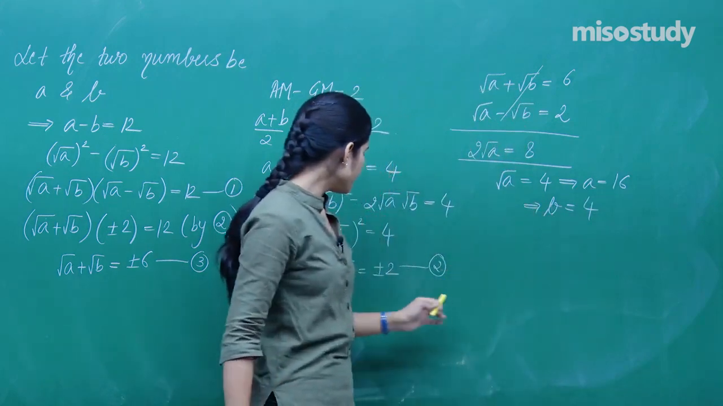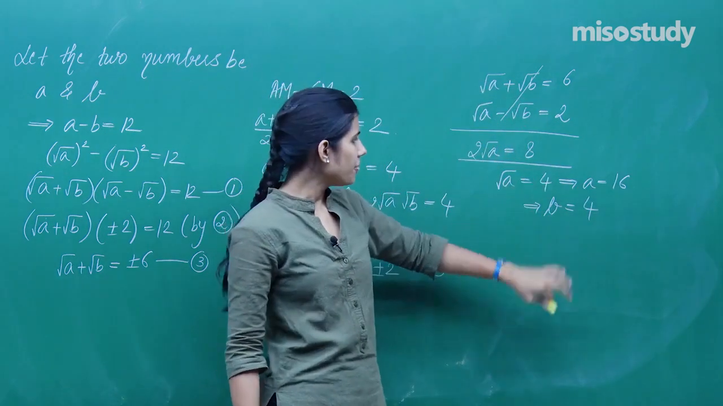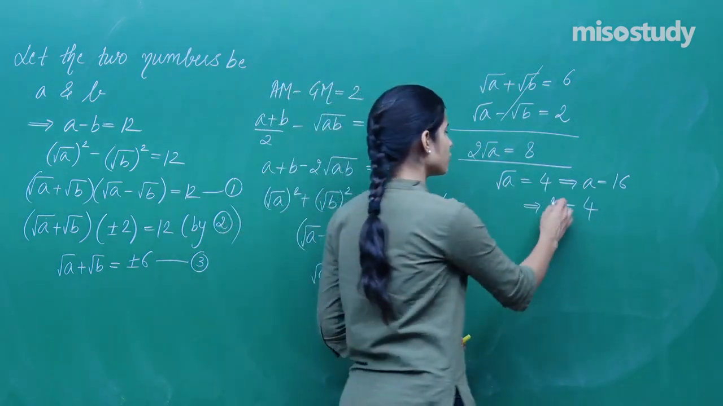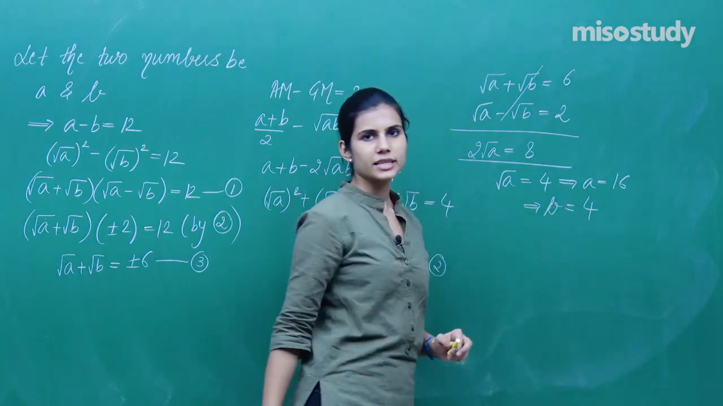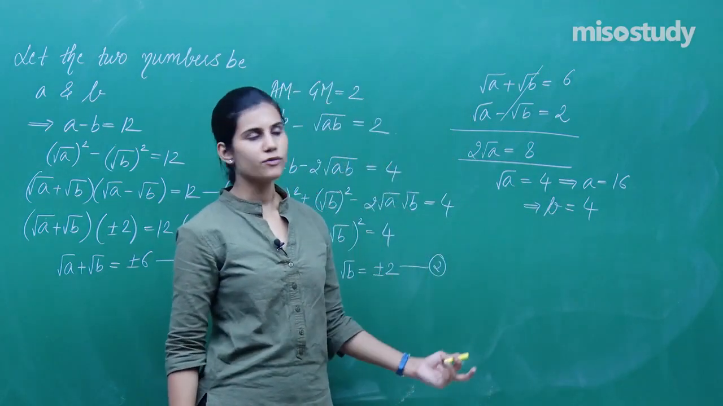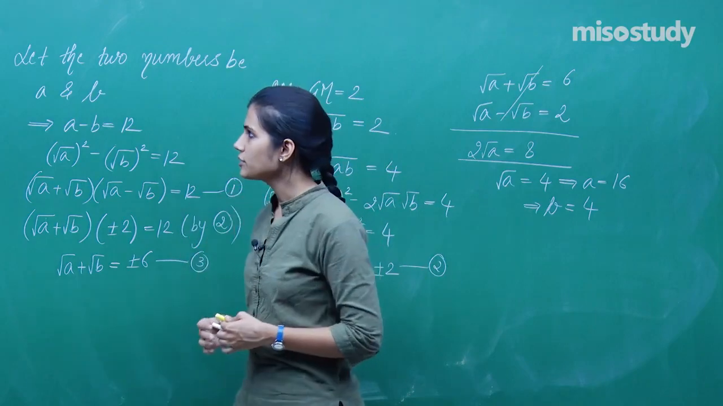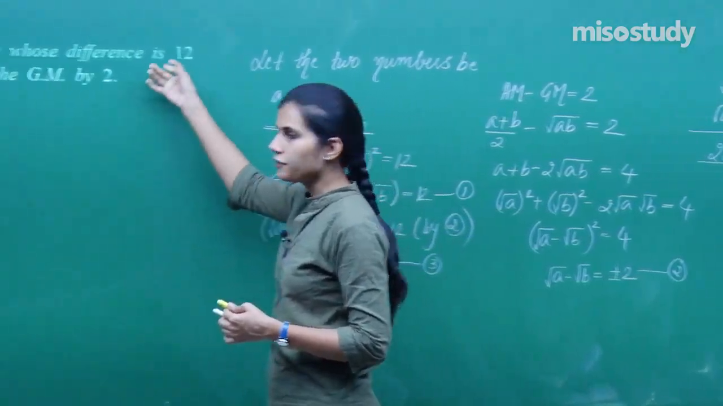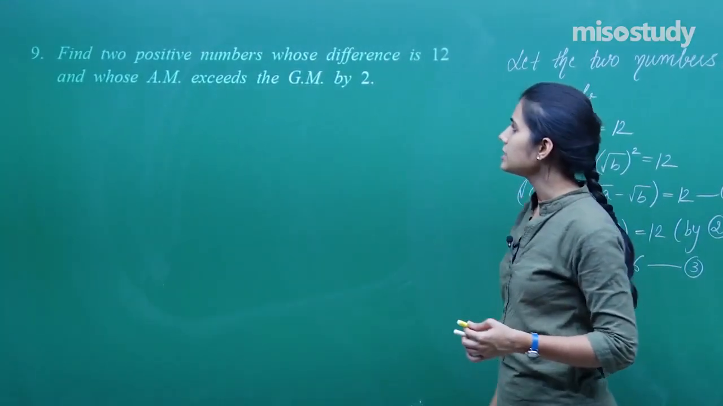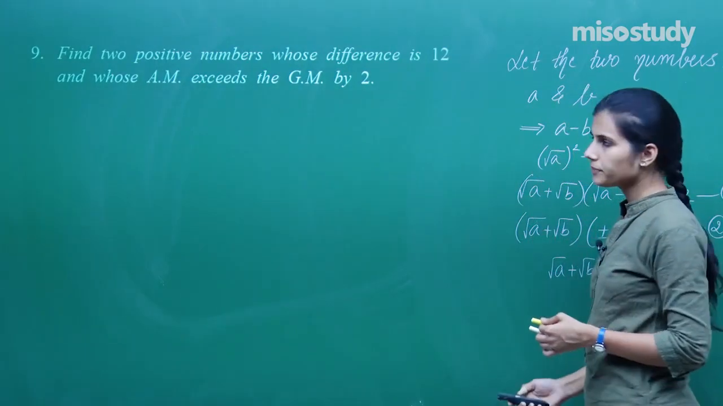In fact, even if you take minus 2 and minus 6, even then A comes out to be 16 and B comes out to be 4. So the two numbers we have are A = 16 and B = 4, such that they differ by 12 and their AM exceeds the GM by 2.